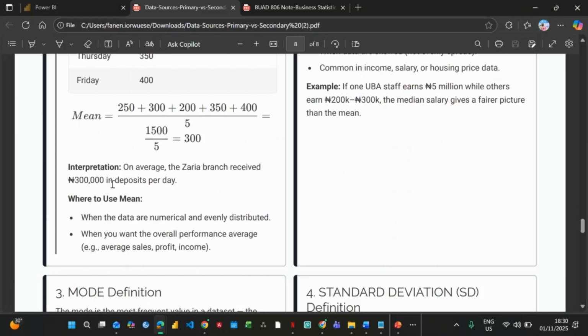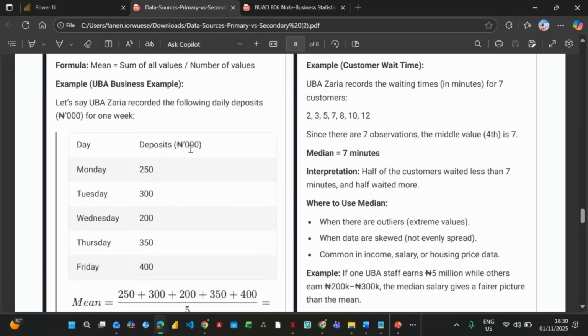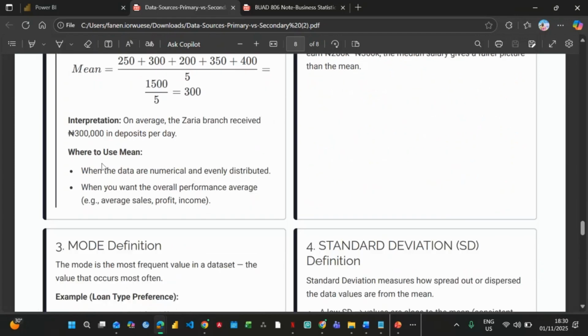So the interpretation of that is, on average, the Zaria branch receives 300,000. Okay, this 300,000. I can see the 300,000 in deposit a day. So where do we use it?